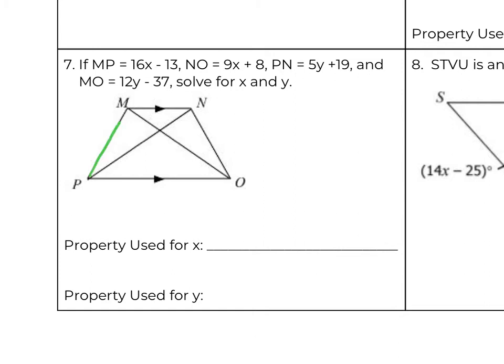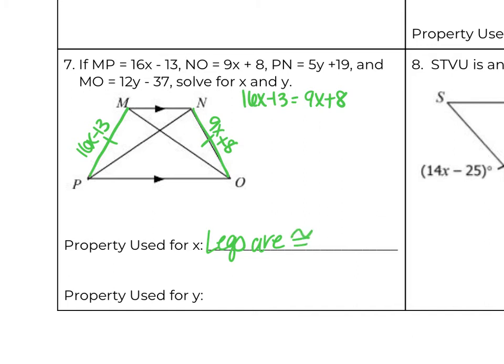Okay, so on 7 we're looking more at the sides and the legs, the segments of the trapezoid. So we have MP, which is right here, that's 16x minus 13, and then NO, which is 9x plus 8. So those are legs, meaning they are congruent. So I will just set those equal. Actually, I'll fill in the property first. I knew we could set them equal because they are legs. So you can just say legs are congruent for that property.